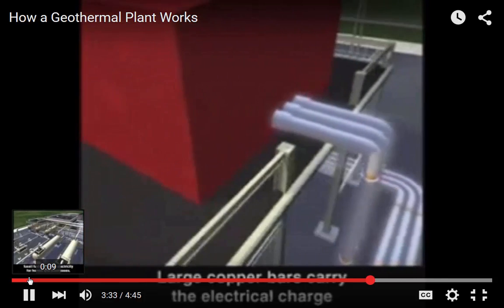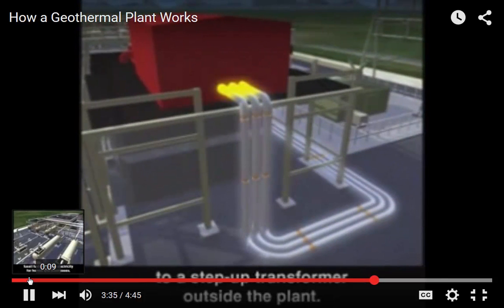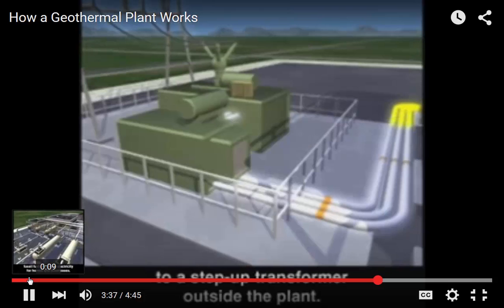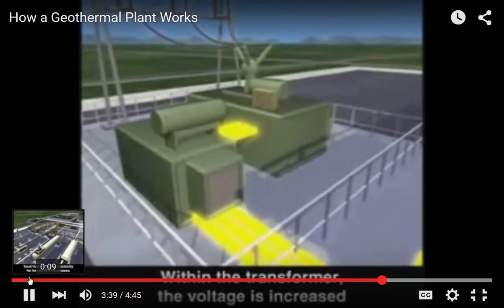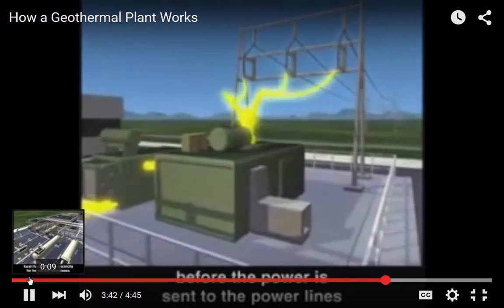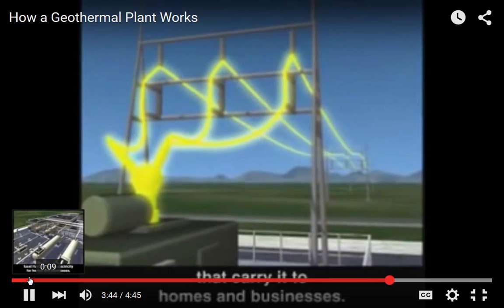Large copper bars carry the electrical charge to a step-up transformer outside the plant. Within the transformer, the voltage is increased before the power is sent to the power lines that carry it to homes and businesses.